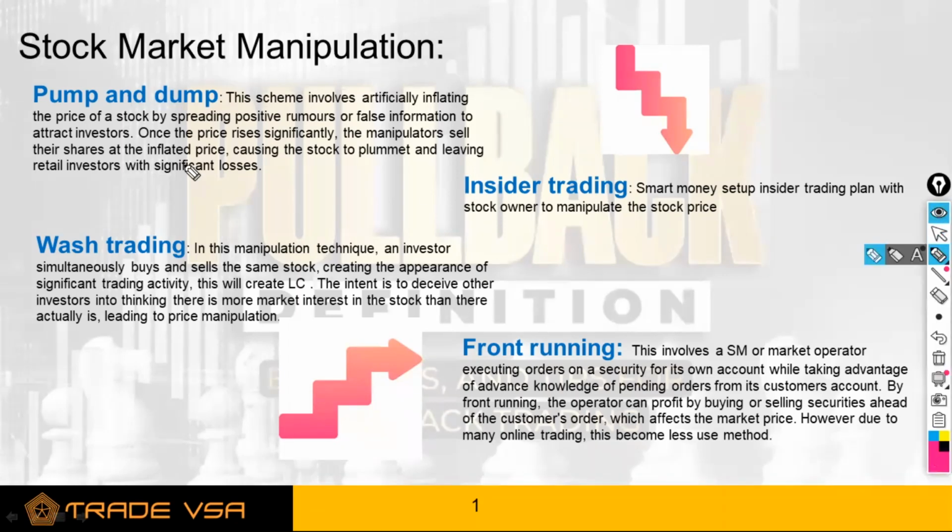The first tactic that most smart money in Malaysia uses, a common one, is the pump and dump. Pump and dump is when you have a stock that is pushed up to a certain level, then comes straight down very quickly. This is a very common pattern, and it is one of the very effective ways smart money makes money on the stock market.